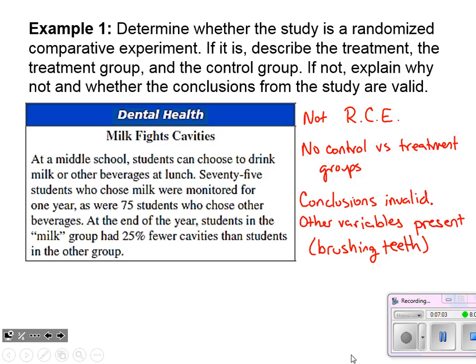So this experiment does not set up those control versus treatment groups. If it was something where they're monitored 24 hours a day and one group only drinks milk with their meals and the other group only drinks other beverages at all of their meals, and they're eating the exact same lunch every single time between both groups, the only thing changing is milk versus not milk, that would be a randomized comparative experiment here. So too many other variables for this one to work.